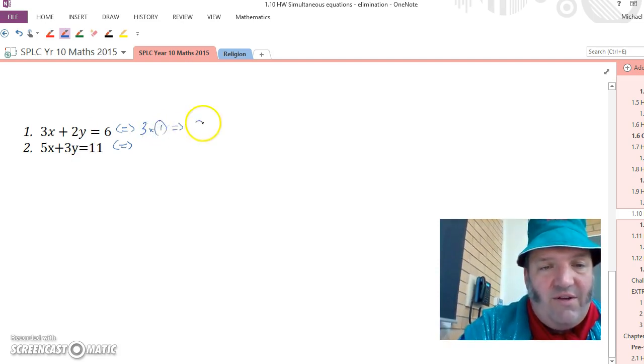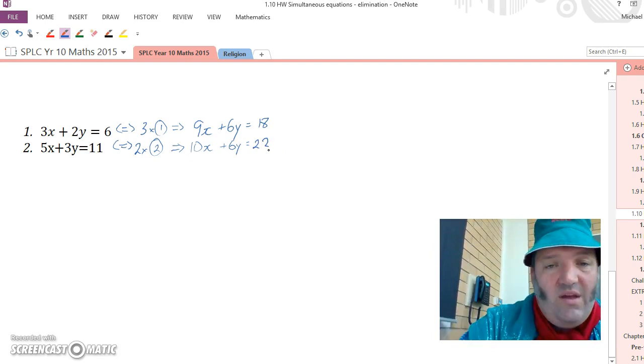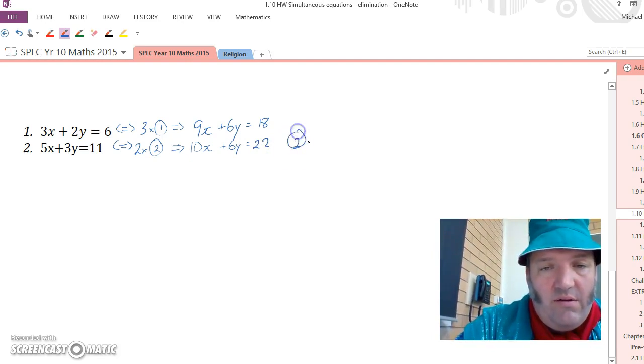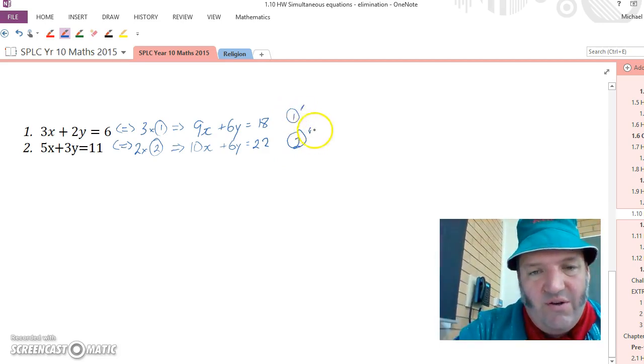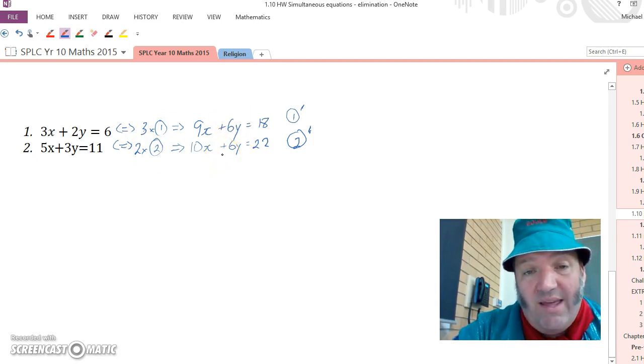If I multiply every term in that first equation by 3, I've got 9x plus 6y equals 18. In the second equation, to get 3y to equal 6y, I've got to multiply equation 2 by 2. So I do that and I obtain 10x plus 6y equals 22. I'm going to call this one 2 prime and 1 prime. They're still really equation 1 and 2. They've just been multiplied. You can do that, or you can just leave it as 3 times 1 and 2 times 2. You can see now the coefficients of y are the same.